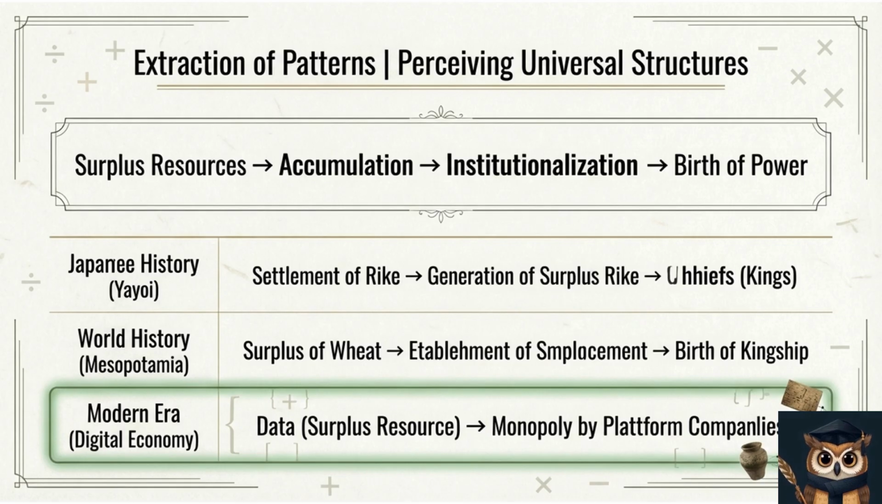And here's the contemporary connection the slide highlights. In the modern digital economy, the surplus resource is data. Platform companies, search engines, social networks, e-commerce platforms, accumulate data at enormous scale, use it to generate competitive advantages, and leverage those advantages into economic and political power. The monopoly by platform companies is the Yayoi chief in a server farm. This isn't a perfect analogy, but the structural rhyme is worth taking seriously. History doesn't repeat exactly, but the patterns recur with striking regularity.